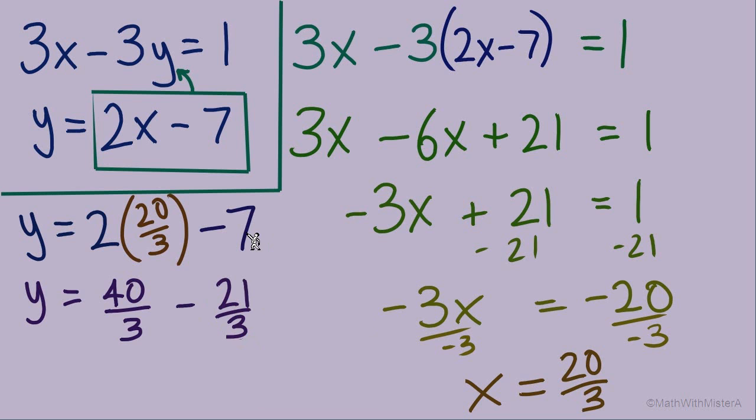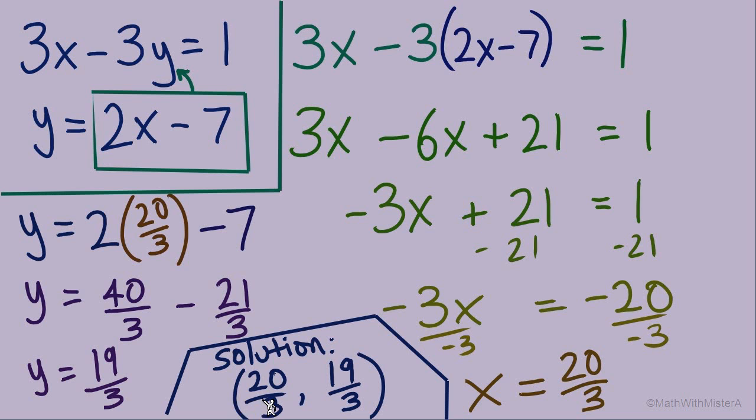That's a fraction that equals 7. And it's got the common denominator, so let's do the subtract. And we see 19 over 3, or 19 thirds. So again, a couple of fractions, but they do check out. And there's our ordered pair solution. Keep in mind that we've got the x value first, the y value second, and our solution, 20 thirds and 19 thirds.